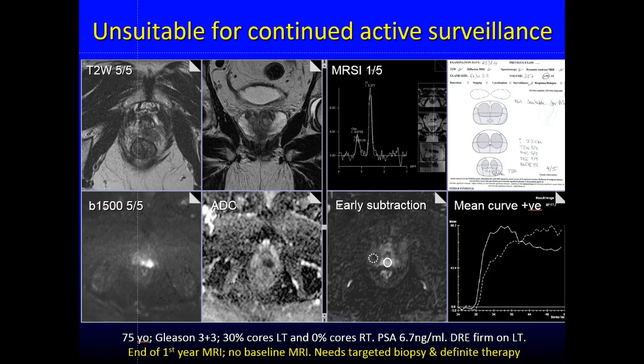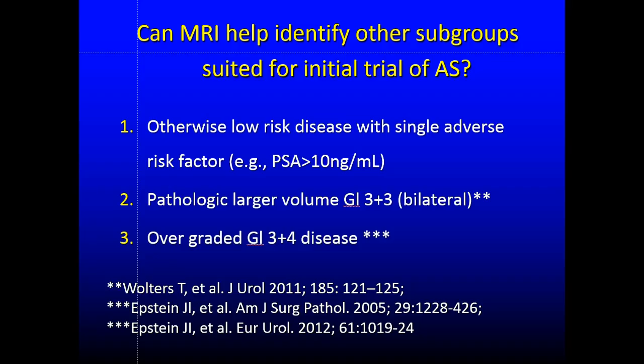Here is another patient undergoing active surveillance. You can see 30% of cores on the left, no percentage of cores on the right. This large right apical lesion with extracapsular disease at the apex here has clearly been missed. Here it is again, clearly been missed. And this patient is clearly not suitable for active surveillance.